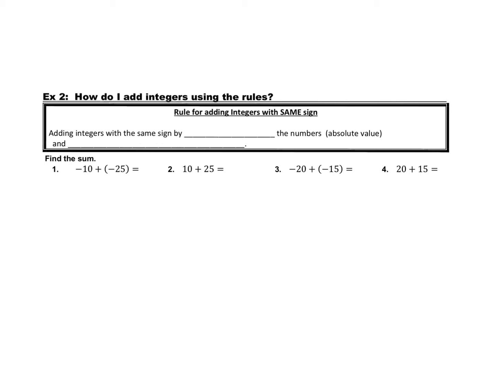All right, so adding integers using the same sign, we are going to add together the absolute value, and we'll talk about that, and keep the sign. So what do we mean by that? I have negative 10 and I have negative 25. Think about what that would look like. I'd have 10 negative integer chips, and I'd have 25 negative integer chips. So we're going to put them all back together. And so this is where the adding comes in.